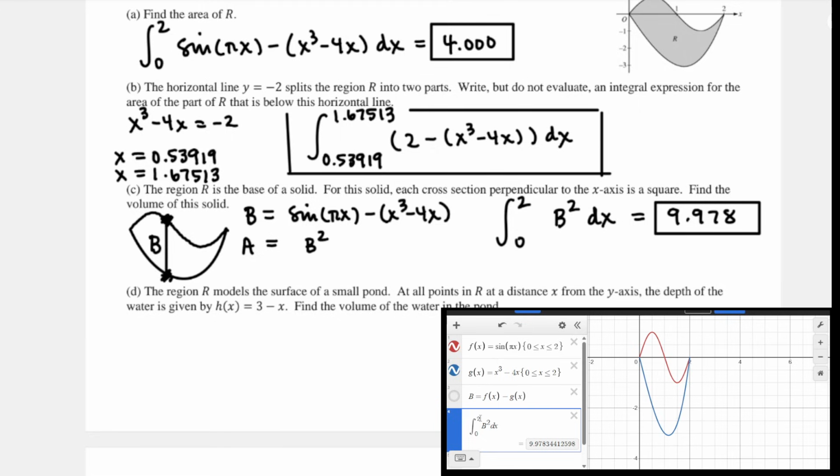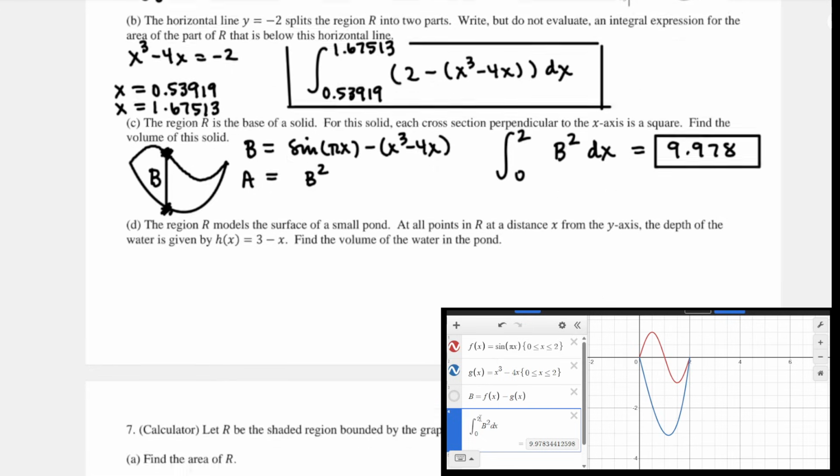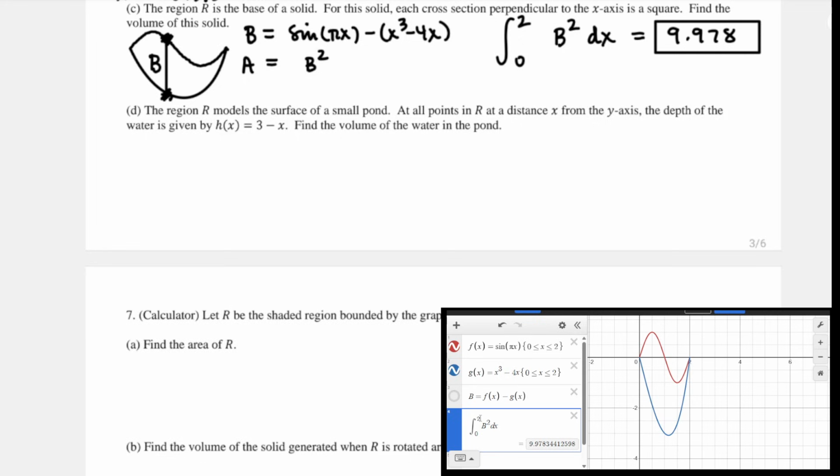All right, now this one, the depth of the pond, I've always struggled to explain this one. Let me think about this for a second before I get too deep into it. All right, so I've added a little thing on the graphing calculator for us to be viewing the little cross section from part C.